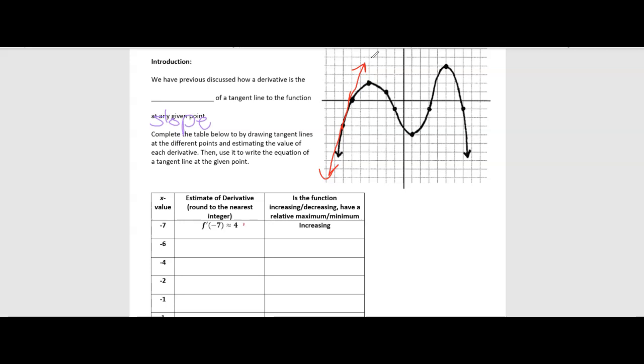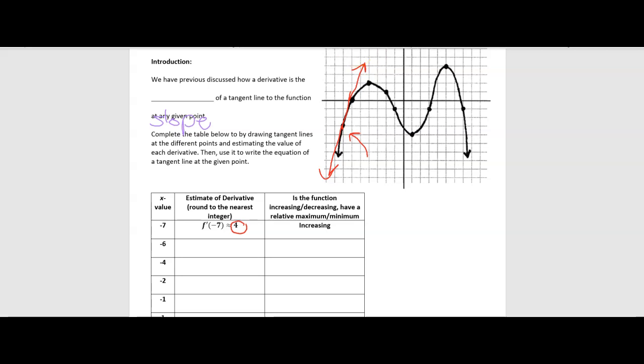Once you come up with that slope, or an estimate, you're then going to look at the function and think about what it's doing at that point. So at this point, x equals -7, is the function increasing, or decreasing, or maybe it's doing neither. Maybe it's in between increasing and decreasing at that specific x value. So you're also going to answer that question as well.